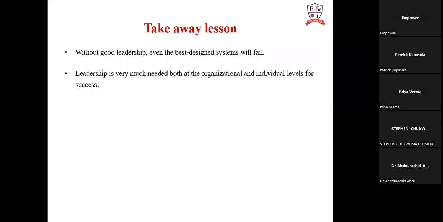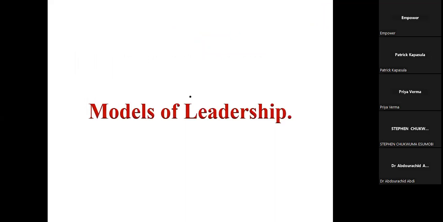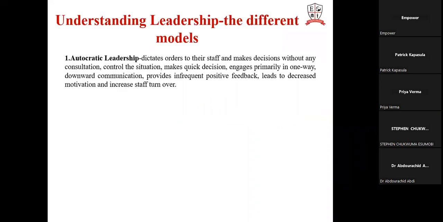So as a takeaway lesson, without good leadership, even the best designed systems will fail. And leadership is very much needed both at the organizational and individual levels for success. Now let's move on to models of leadership. So far, we are about to discuss 8 of them. We start with the autocratic leadership.